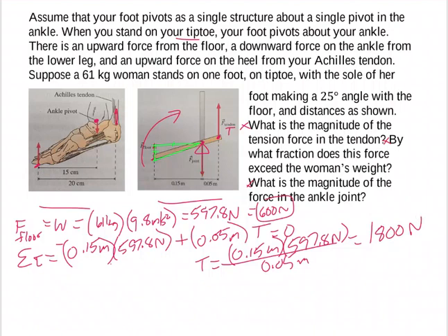Okay, now that was the magnitude of the tension force in the tendon. That's the first answer. By what fraction does this force exceed the woman's weight? So then divide that by, or no, you can divide the two. Yeah. We know 1800 newtons. We know 600 newtons. Divide the two. We can do that in our head. That is 3 times her normal weight.